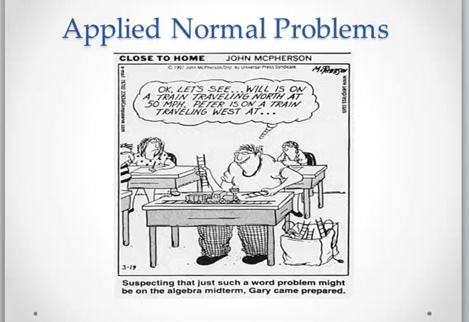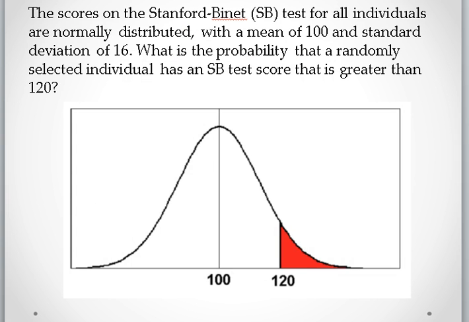In this video, we're going to complete some applied normal problems. These are just normal probability problems applied to a particular situation. The first problem focuses on the Stanford-Binet Test, which is a test given to elementary school students. Stanford-Binet test scores are designed to be normally distributed with a mean of 100 and standard deviation of 16. Given this information, what's the probability that a randomly selected student has a Stanford-Binet score that's greater than 120?